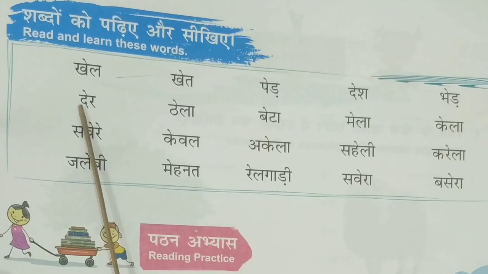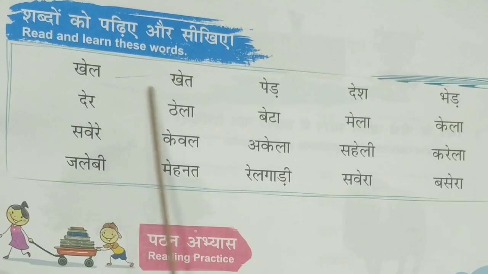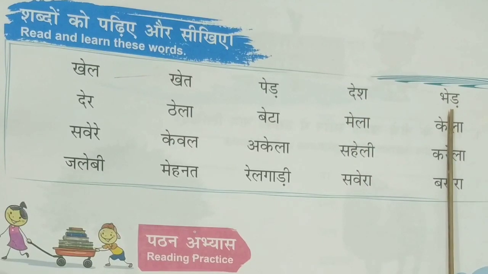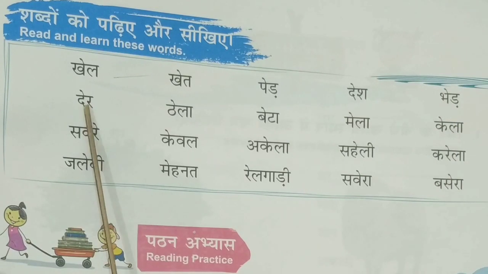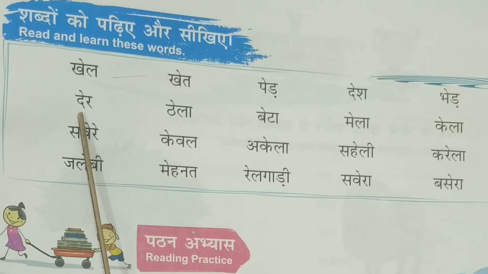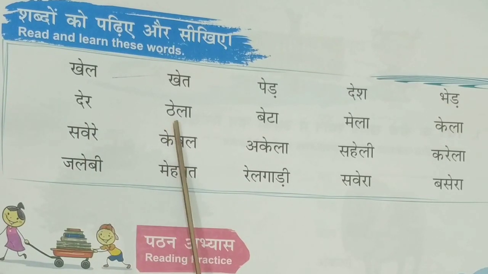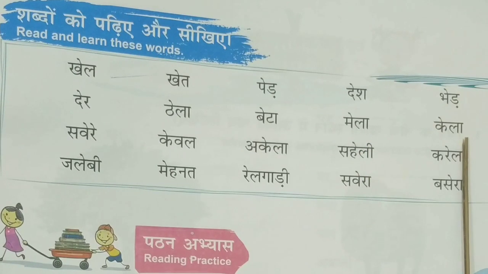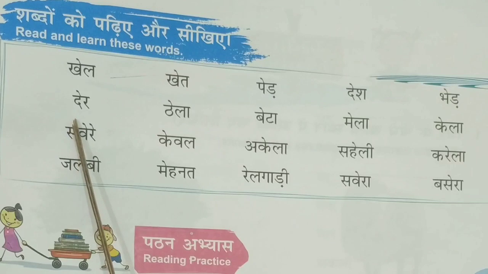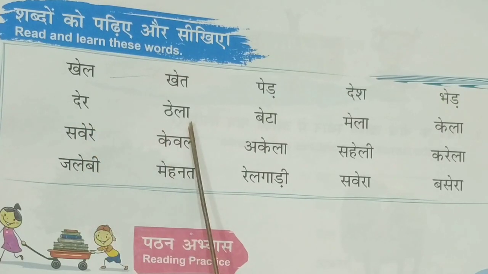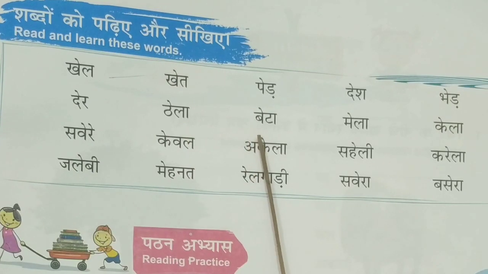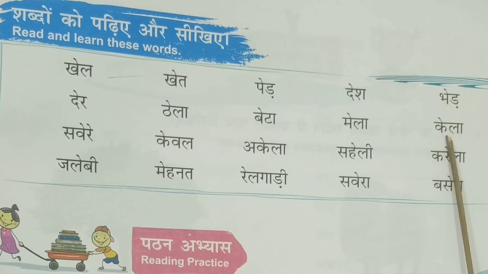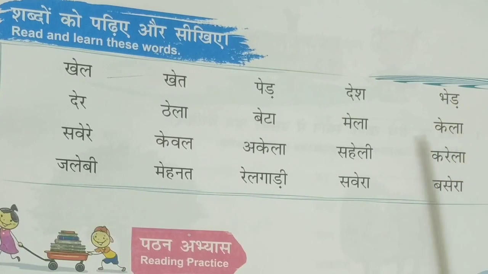We read again. Khel, khet, ped, desh, bed. Now go to the second line. Read after me. Thela. Theta. Mela. Kela. Thela, trolley. Beta, son. Mela, fair. Kela. Kela means banana.